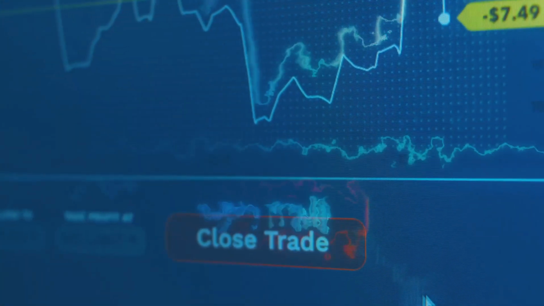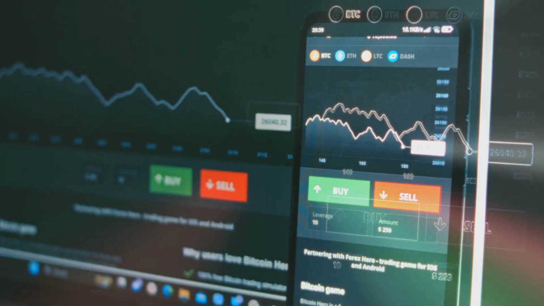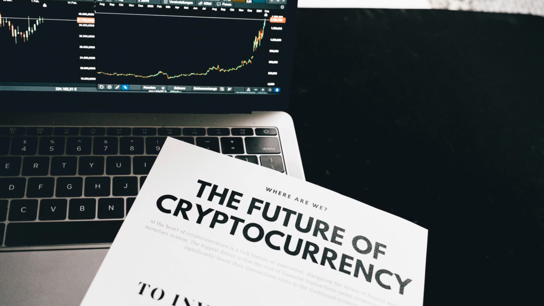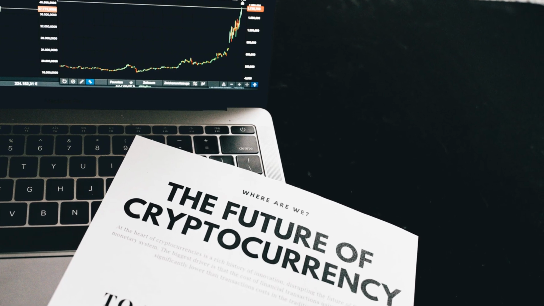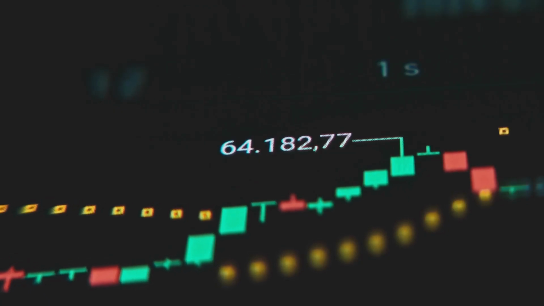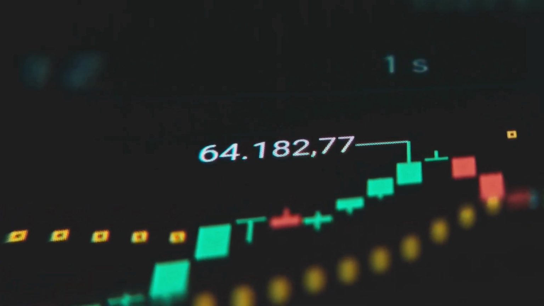Don't be intimidated by the numbers and the constant updates. Forget the complicated stuff for now. Mastering the order book is fundamental. It's the foundation upon which you can build a more sophisticated trading strategy. Let's break it down. We'll start with the basics and gradually build your understanding of this powerful tool.